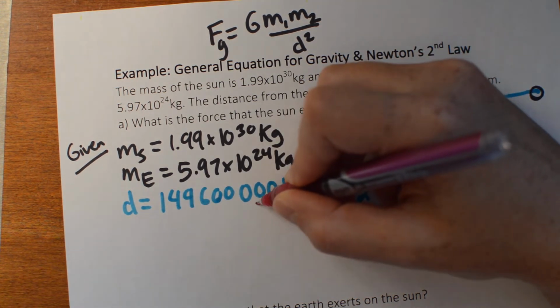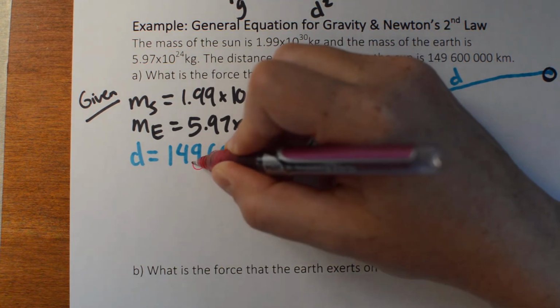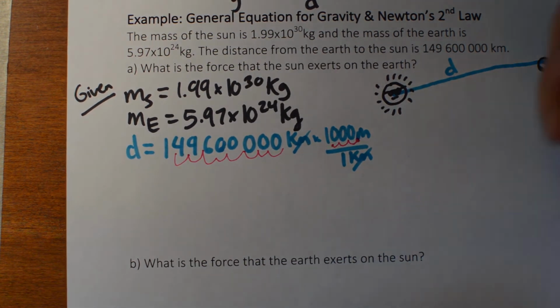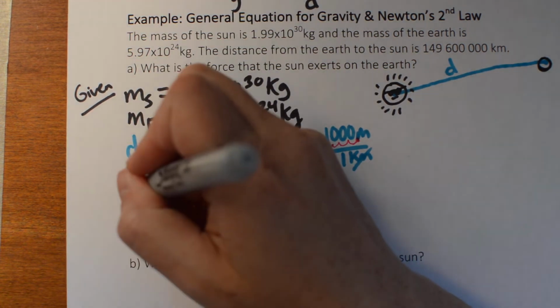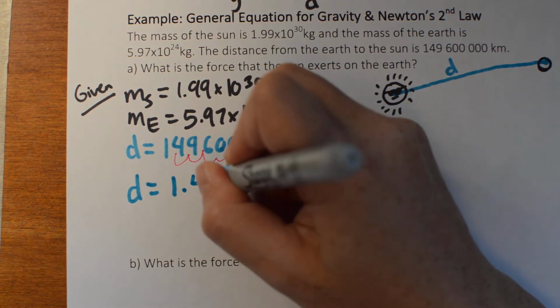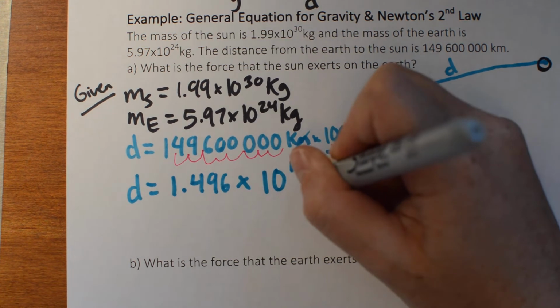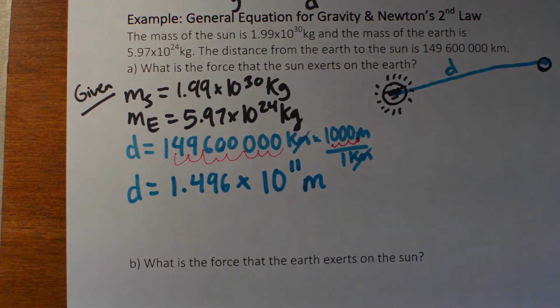Here's another 1, 2, 3 spots I'll have to slide, 1, 2, 3 spots, and then another 2 spots. So that's 11 altogether. 11 spots that I had to slide my decimal place. In other words, that's 10 to the 11, 11 powers of 10. So I'll have 10 to the power of 11 meters. That's the distance between the center of the Earth and the center of the Sun.